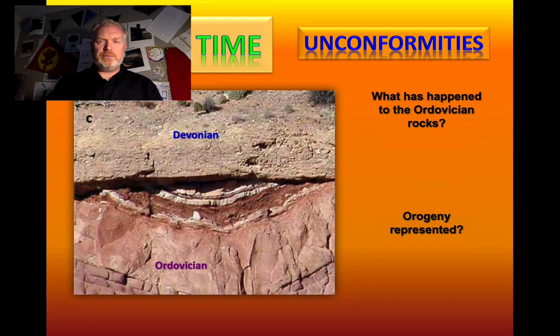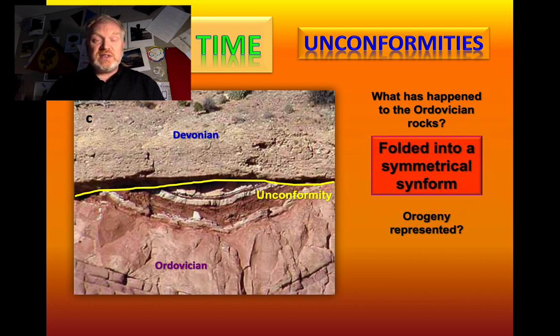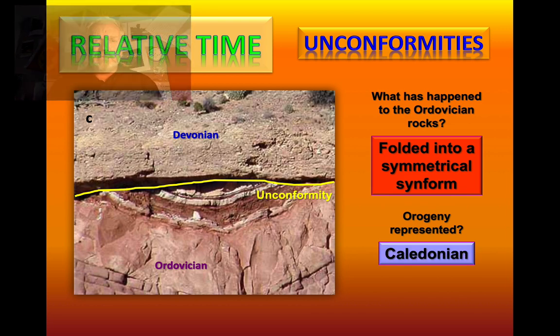If we look at the next one, we can highlight the unconformity quite clearly there. And the Ordovician rocks here, some things that clearly happened to them. They've actually been formed into a symmetrical synform, a downfold. We're going to look at folding in more detail in theme 13. Now, for folding to occur, there must have been an orogeny, and it has to be an orogeny after the Ordovician period, but before the Devonian, because the Devonian rocks haven't been folded. You know, there's a gap in time here. So the orogeny that we see here is the Caledonian.